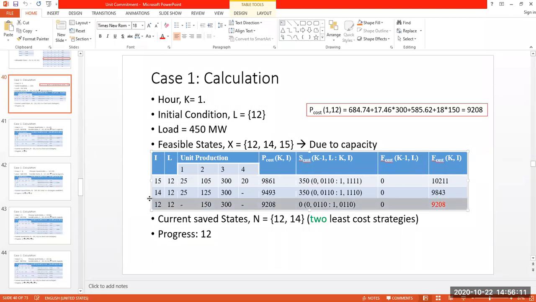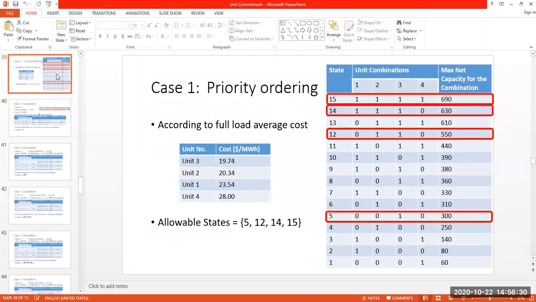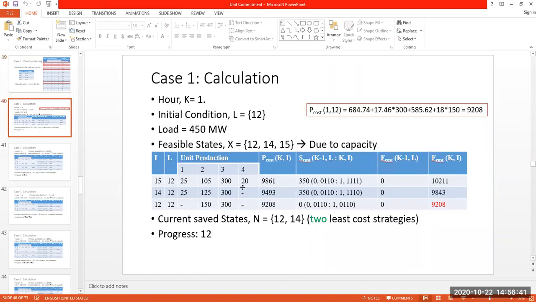Now let's move to the second row. In the second row we decide what will happen if I choose a different path, if I choose to move to a different state from 12, if I choose to go for 14. What is the combination in 14? 14 says it is 1, 1, 1, 0. So unit 4 is still off, and the first 3 units are on. You see unit 4 is giving nothing, the dash means 0.